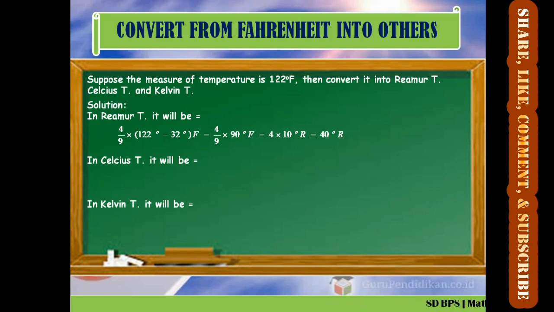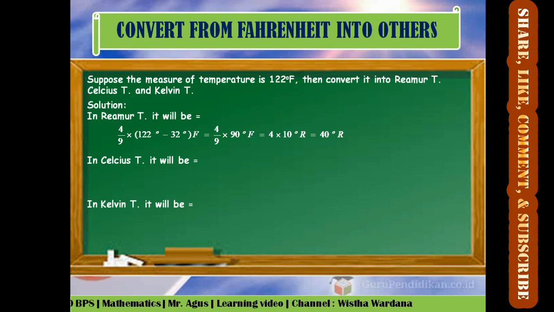4 per 9 times 122 degrees minus 32 degrees equals 4 per 9 times 90 degrees. And the answer is 4 times 10 equals 40 degrees Reaumur. So 122 degrees Fahrenheit equals 40 degrees Reaumur. Let's continue to how to convert the temperature of 122 degrees Fahrenheit into the Celsius thermometer.